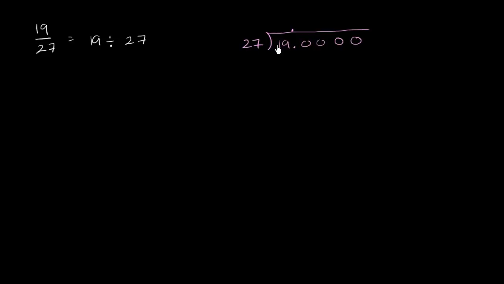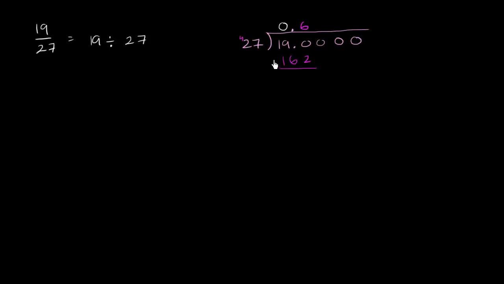27 doesn't go into 1. It doesn't go into 19. It does go into 190. And 27 is roughly 30, a little less than 30, and 30 times 6 would be 180. So let's go with it going 6 times and see if that works out well. 6 times 7 is 42. 6 times 2 is 12, plus 4 is 16.